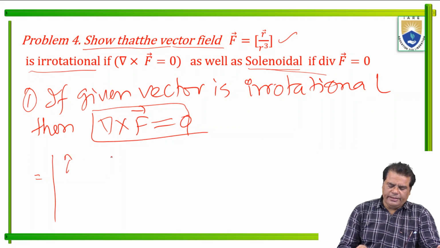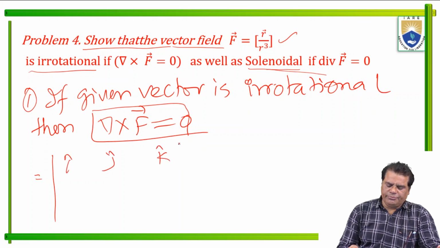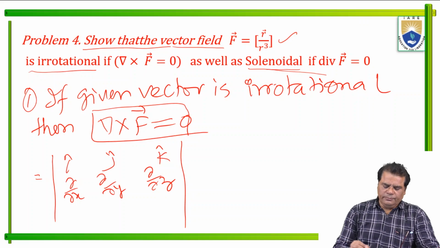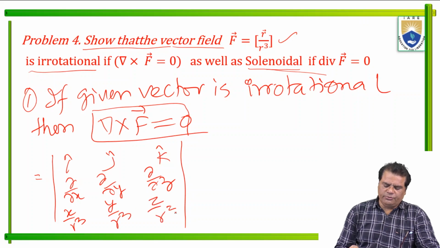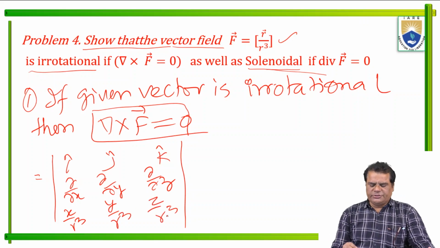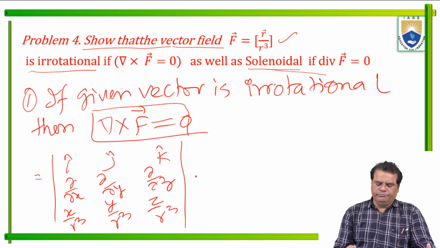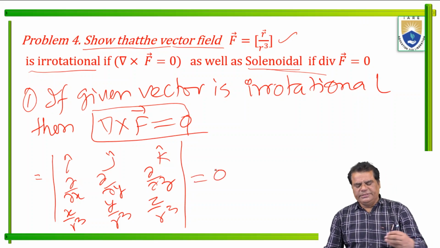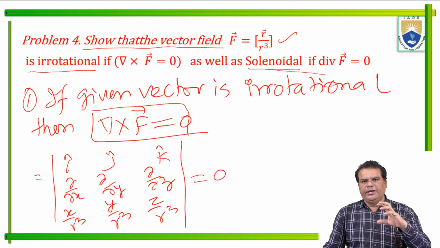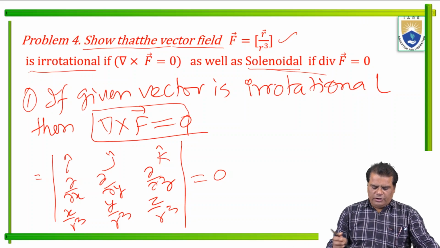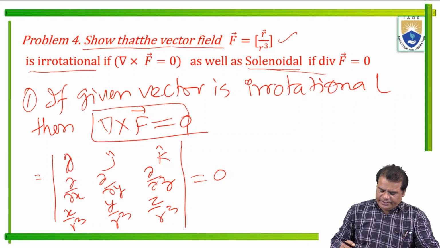Here i and j and k. Here dou over dou x, dou over dou y and dou over dou z. Here x upon r cube, y upon r cube, z upon r cube. This must be equal to 0. We prove this result is 0. If this result is equal to 0, then the function is an irrotational function. So now we define this.